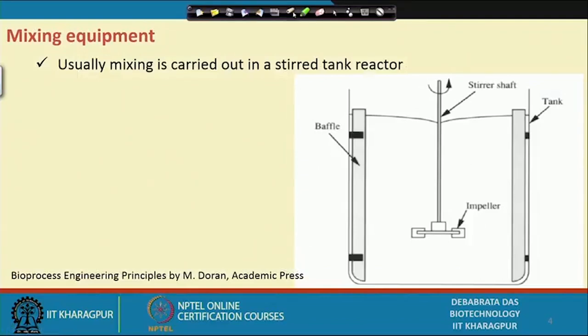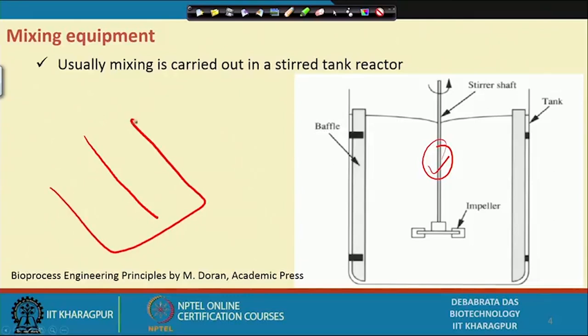What do you mean by shaft? This is where the impeller is mounted. This is a shaft, and I told you that this shaft should be perfectly straight. A few companies in the world produce only that shaft for the bioreactor, because in the bioreactor the shaft plays a very important role.